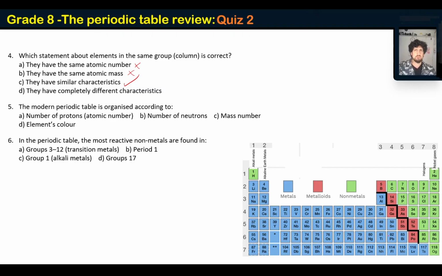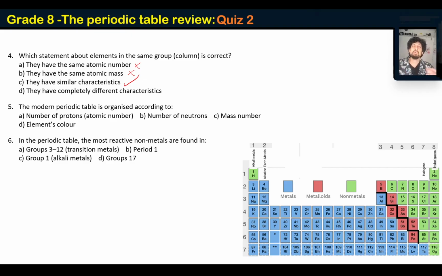What about the oxygen group? Similar properties. What about the halogens? Similar properties. What about noble gases? All of them unreactive. Similar properties. So elements in the same group, elements in the same column, elements in the same family have similar properties. They all share similar properties.